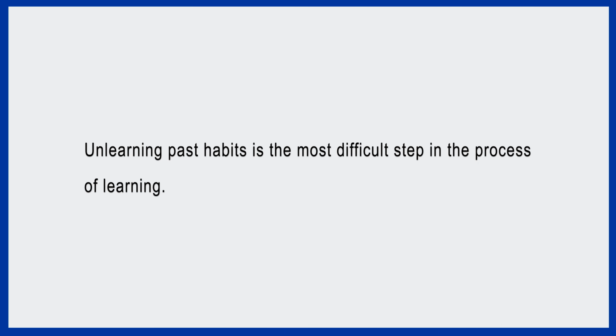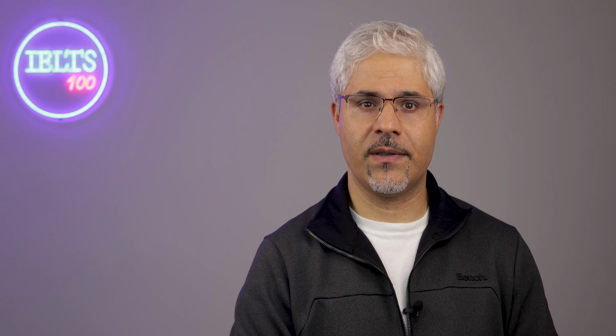Here is an example. Unlearning past habits is the most difficult step in the process of learning. In this example, you can see unlearning past habits acts as the subject of the verb is. When a gerund is used in the subject position, it can be easily replaced with an infinitive.